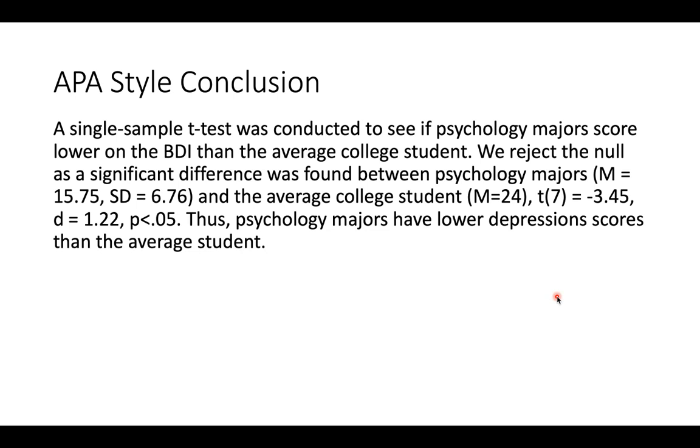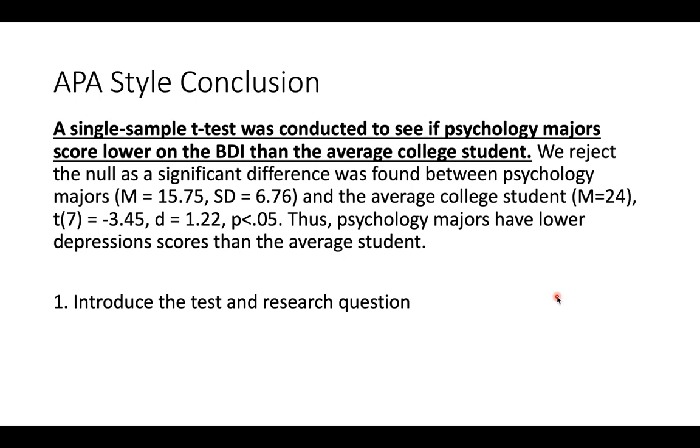Just like with the chi-square, we have a very particular way and order in which we will write up and communicate this conclusion. We're going to start with introducing the test and our research question. So a single sample t-test, that's our test, was conducted to see if psychology majors score lower on the BDI than the average college student. Introduce the test and introduce the research question. Your language can vary slightly. That's fine as long as you accurately convey both of these pieces of information.